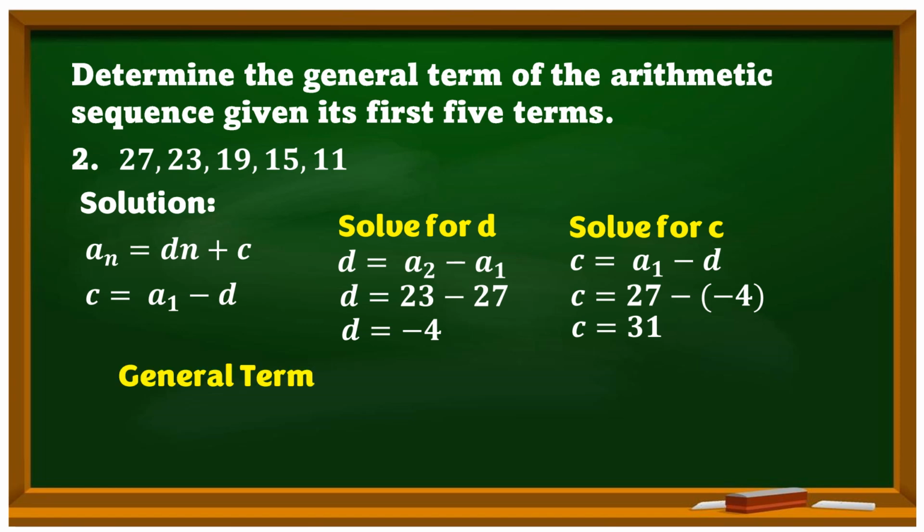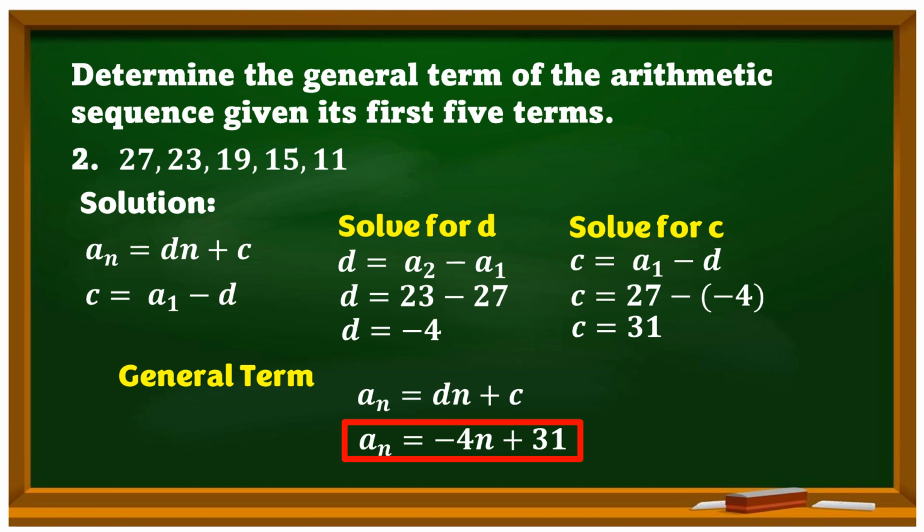So let us determine now the general term of the arithmetic sequence. So we have the formula a sub n equals dn plus c. The value of d is negative 4 and the value of c is 31. So we're going to substitute now the value of d and c in the formula. So we have a sub n equals negative 4n plus 31. So the general term of the arithmetic sequence 27, 23, 19, 15, 11 is a sub n equals negative 4n plus 31.